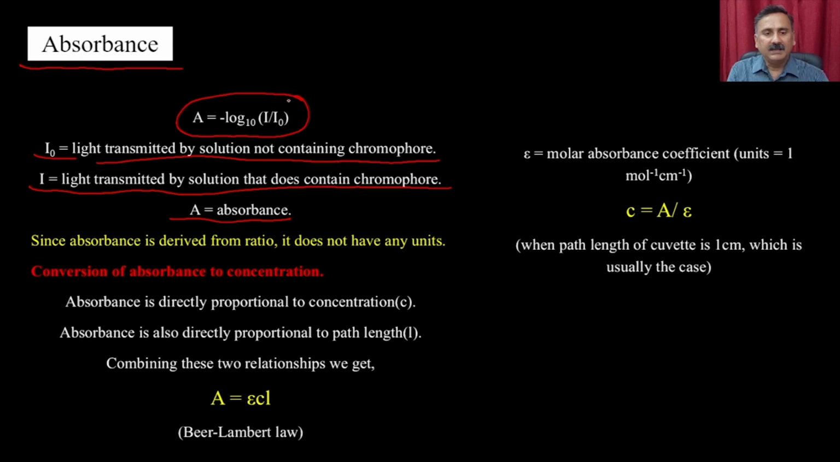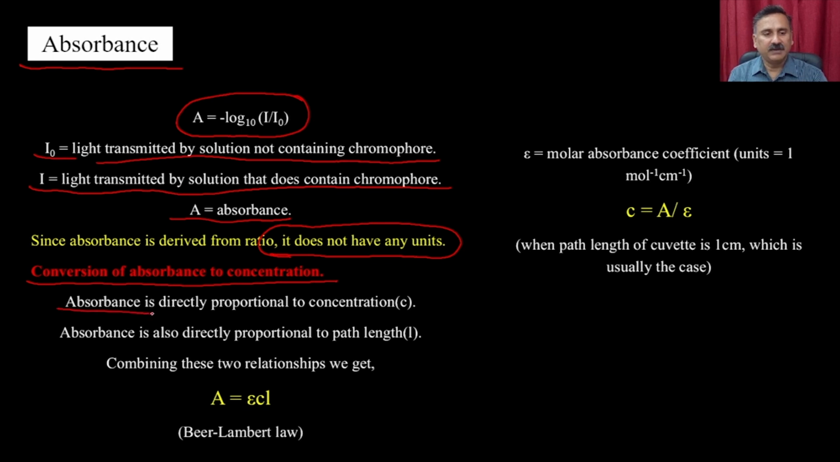So A is actually a ratio of I by I0, and because this is a ratio, it does not have any unit. That is very important, right? Many times, even in different types of exams, they will ask what the unit of absorbance is. So it is a unitless property. How can you convert the absorbance to the concentration, right?